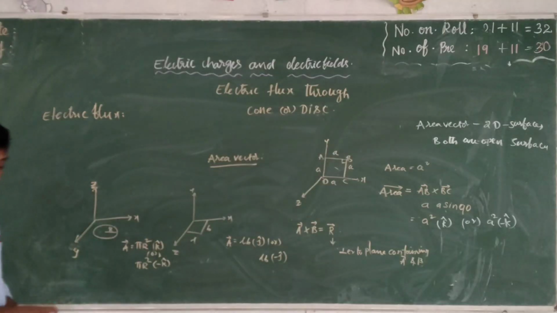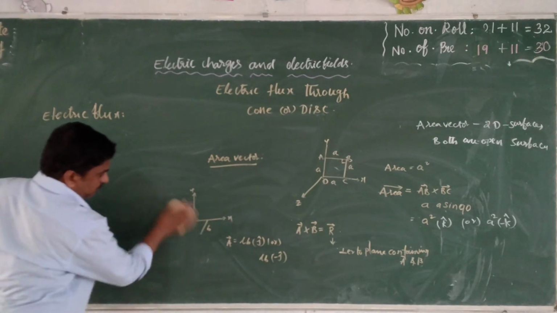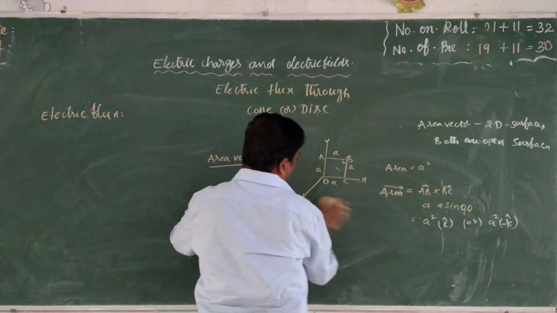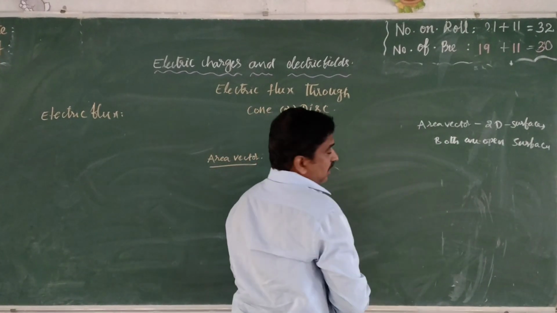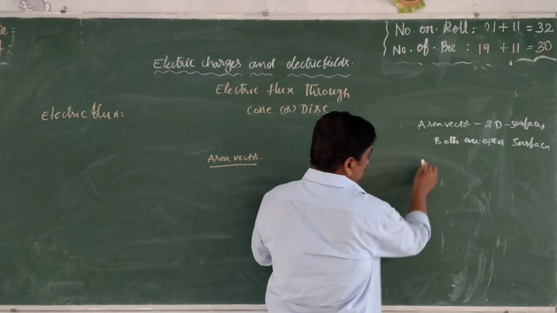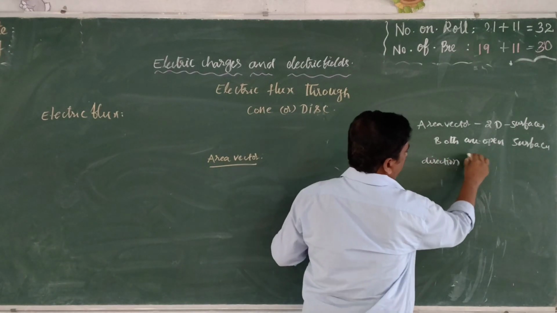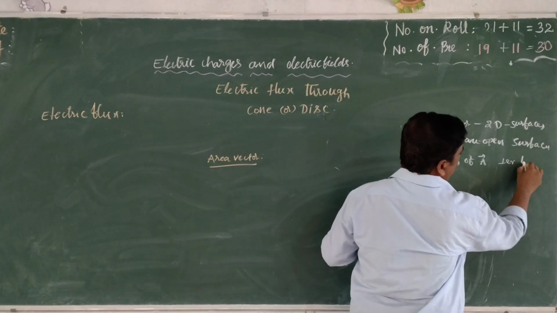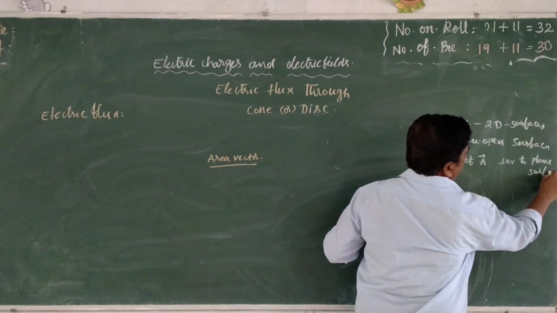Now, for 3D surfaces, which means closed surfaces, what is the direction of the area vector? The direction of the area vector is always perpendicular to the plane surface for 2D surfaces, where both surfaces are open.